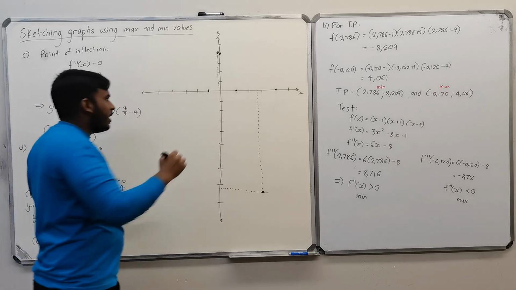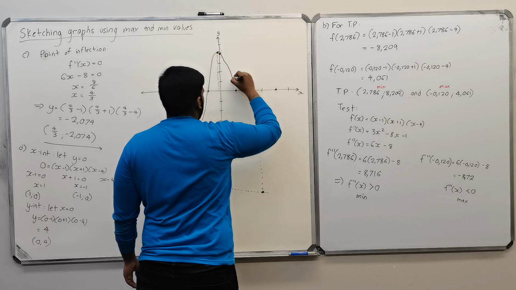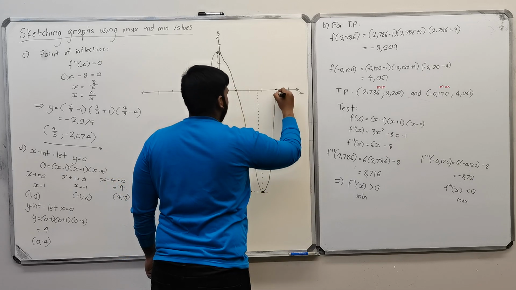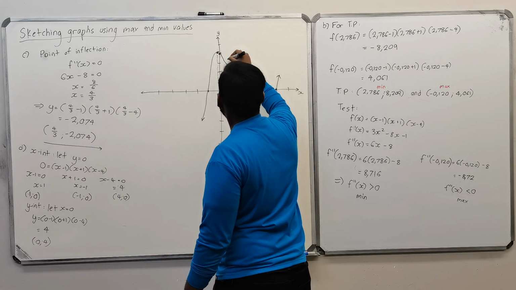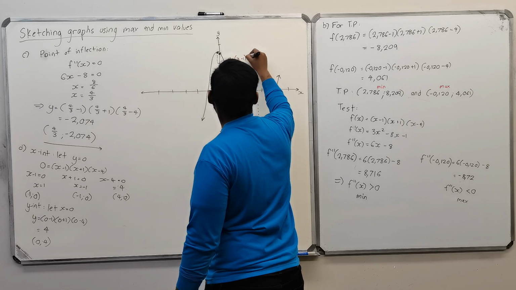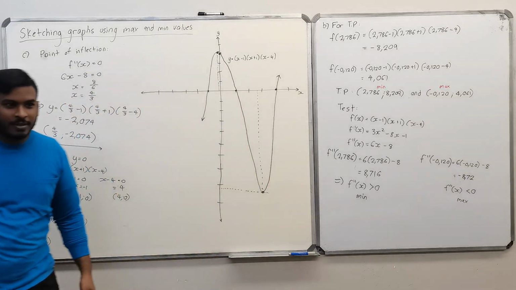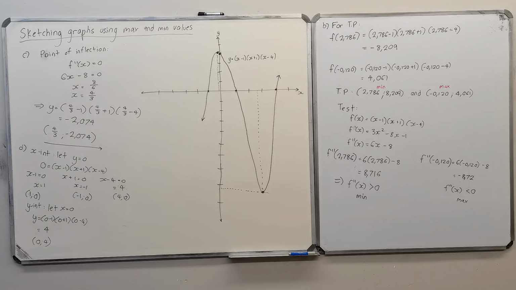Connect your dots. So it'll look something like this. And this is your cubic function. This is y is equal to x minus 1, x plus 1, x minus 4. Then using the maximum and minimum points, intercepts, everything, boom. That's the whole process.